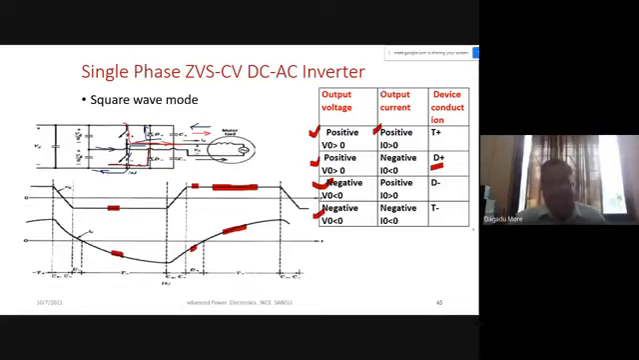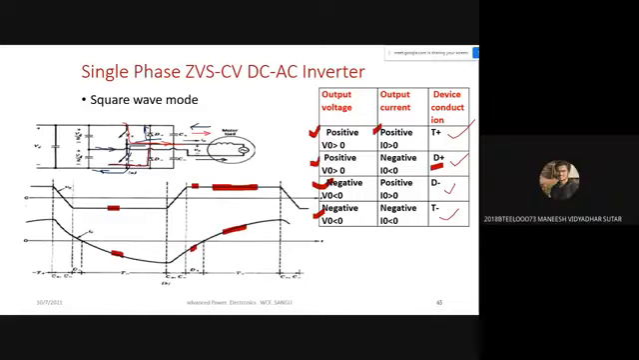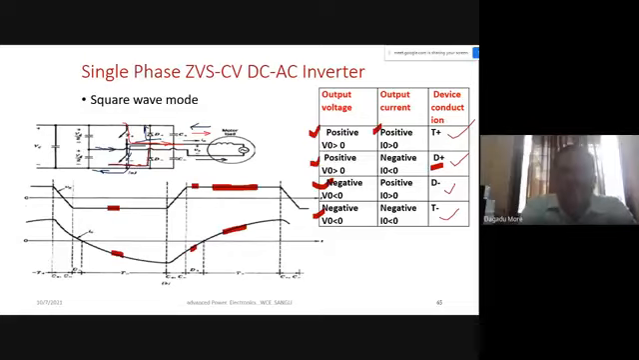D minus has to conduct. So is it clear which devices have to conduct under steady conditions? When voltage is positive and current is positive, device T plus has to conduct. When positive voltage and negative current, D plus has to conduct. Negative voltage and negative current, T minus has to conduct. Negative voltage and positive current, D minus has to conduct. Any question on this? No, sir. Okay, now what will happen?